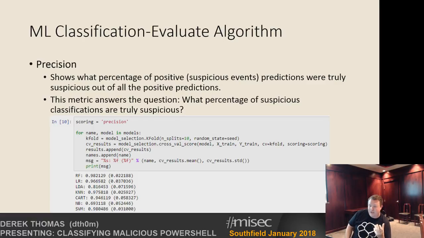We could have 100% precision, but our algorithm could still be bad because we still missed. While every time we guessed it was right, we still could have missed thousands of pieces of malware. That's what this shows you. It says what percentage of suspicious classifications were truly suspicious.